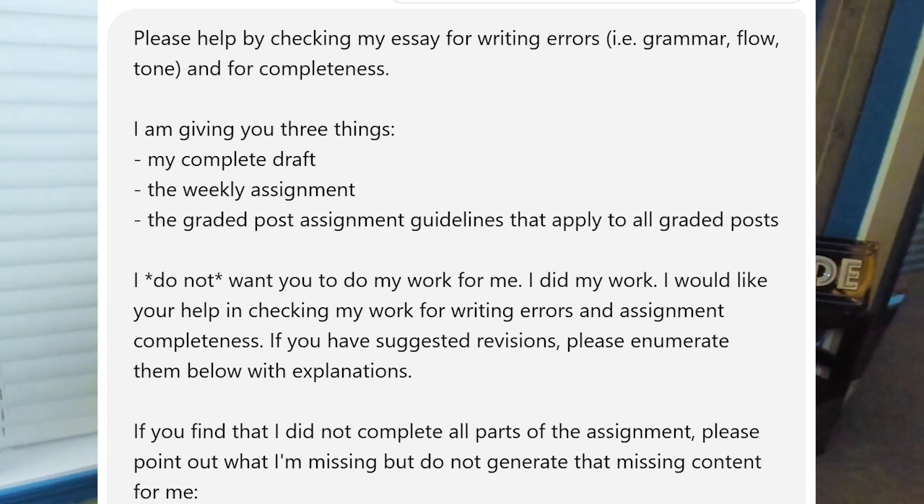If you have suggested revisions, please enumerate them below with explanations. If you find that I did not complete all parts of the assignment, please point out what I'm missing, but do not generate that missing content for me. And then I copy paste the complete post that I just shared with you, and I attach the assignment for the week and the graded post guidelines. And I'm skipping down to the summary, although the link to this chat is public and you're welcome to review it for details.